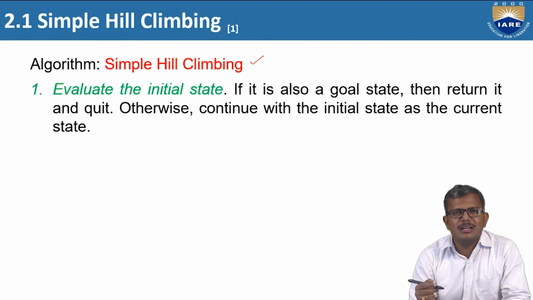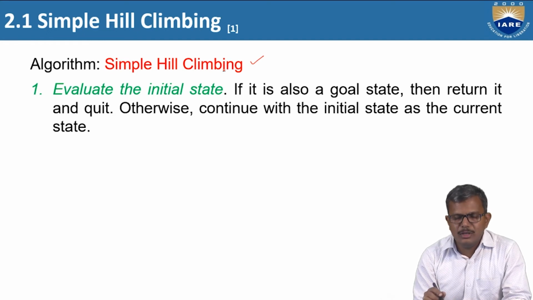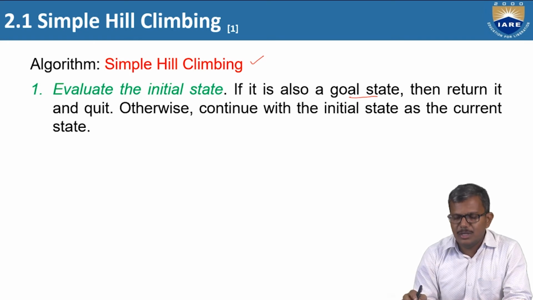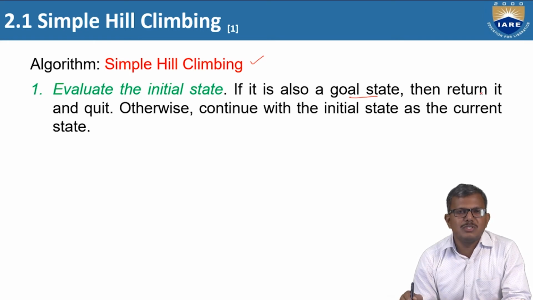Because we cannot guarantee, we cannot be sure, that our current state is a goal state or not until and unless you perform the comparison. So once the initial state is evaluated, your next duty is to compare it with your goal state, whether it is your goal state or not. If it is your goal state, then simply you can quit. Why? Because your search process is complete or successful.